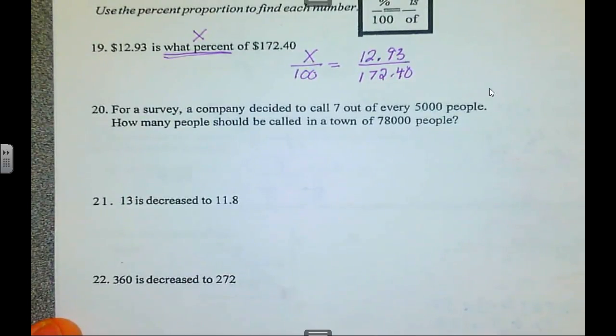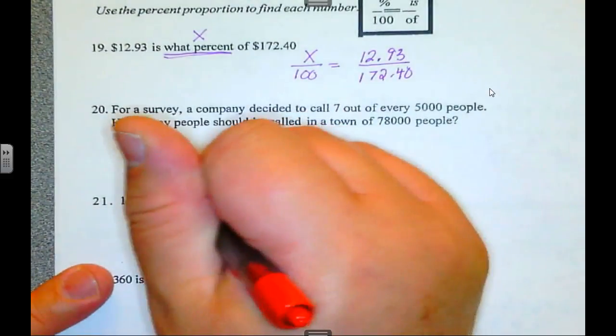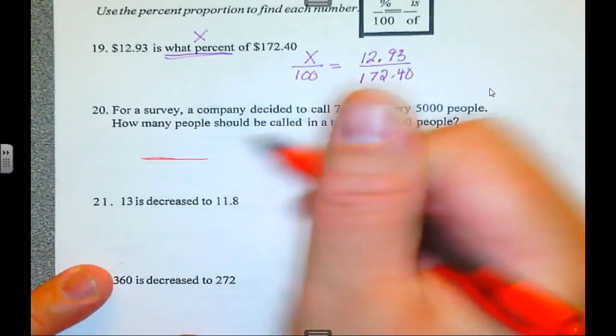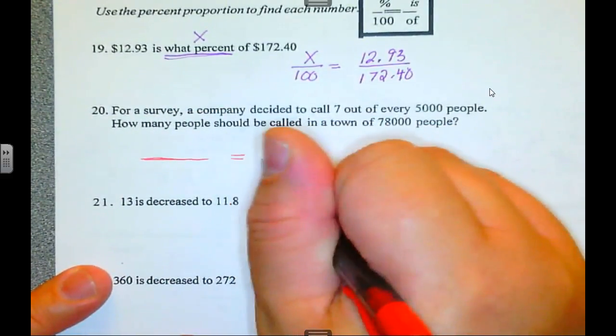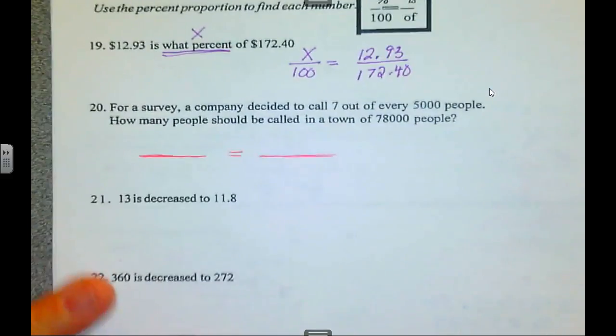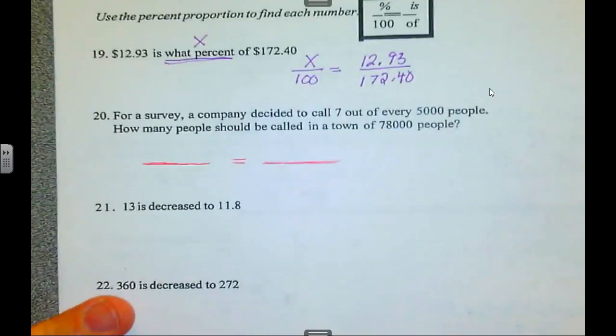A company decided to call 7 out of every 5,000 people. How many people should be called in a town of 78,000 people? Do you remember how I told you to set this up? Set it up as a proportion. Set up the framework for it. I know it's going to be a proportion, right? So here's one ratio equals another ratio. And what did I tell you was the easiest way to do it?